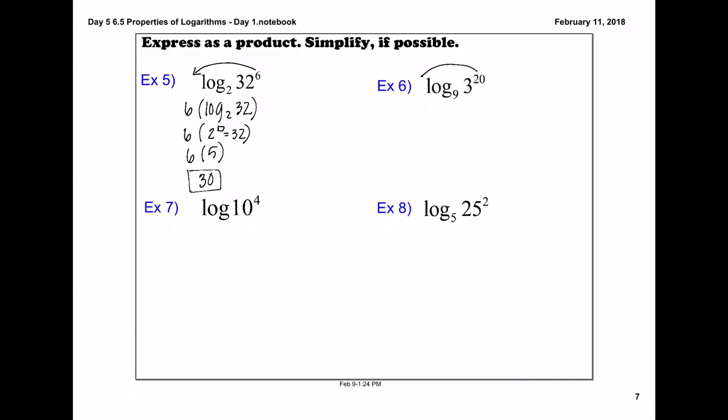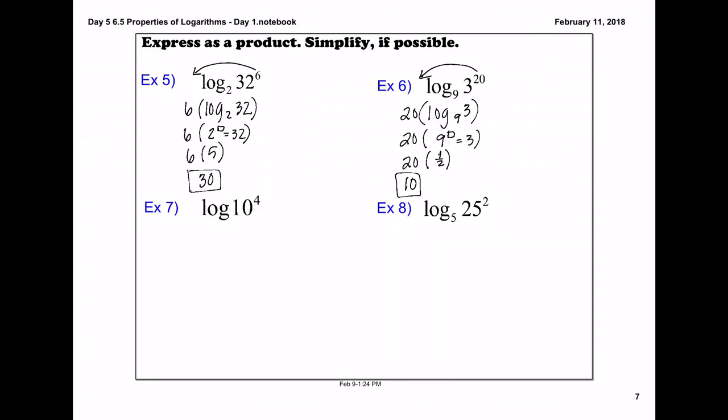Example number 6, I'm going to bring my 20 down in front using the power property. Rewrite log with a base 9 of 3. I ask myself, 9 to what power is equal to 3? Just the 1/2 power. So 20 times 1/2 is equal to 10.